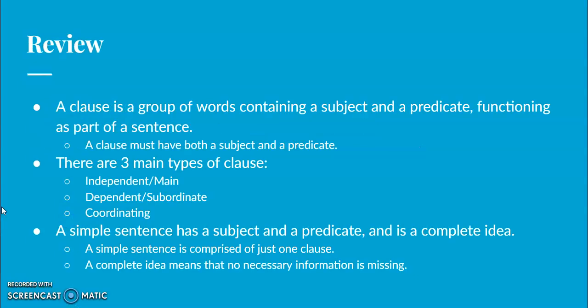Before we get started, let's quickly refresh some key points that we'll need to have in mind for this lesson to be useful. A clause is a group of words containing both a subject and a predicate functioning as part of a sentence. In order to be a clause and not a phrase, it must have both a subject and a predicate. A clause that can function on its own as a sentence is an independent clause. A clause that relies on more information to be complete is a dependent clause. In order to be a complete sentence, a clause must not be missing critical parts or information.